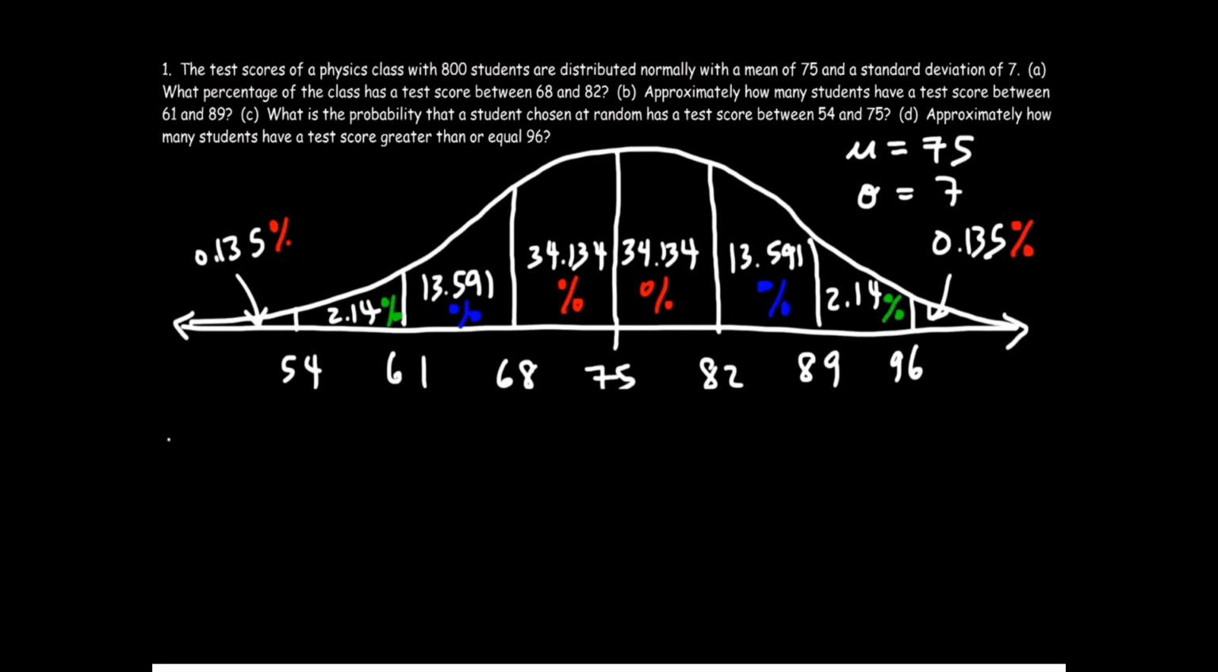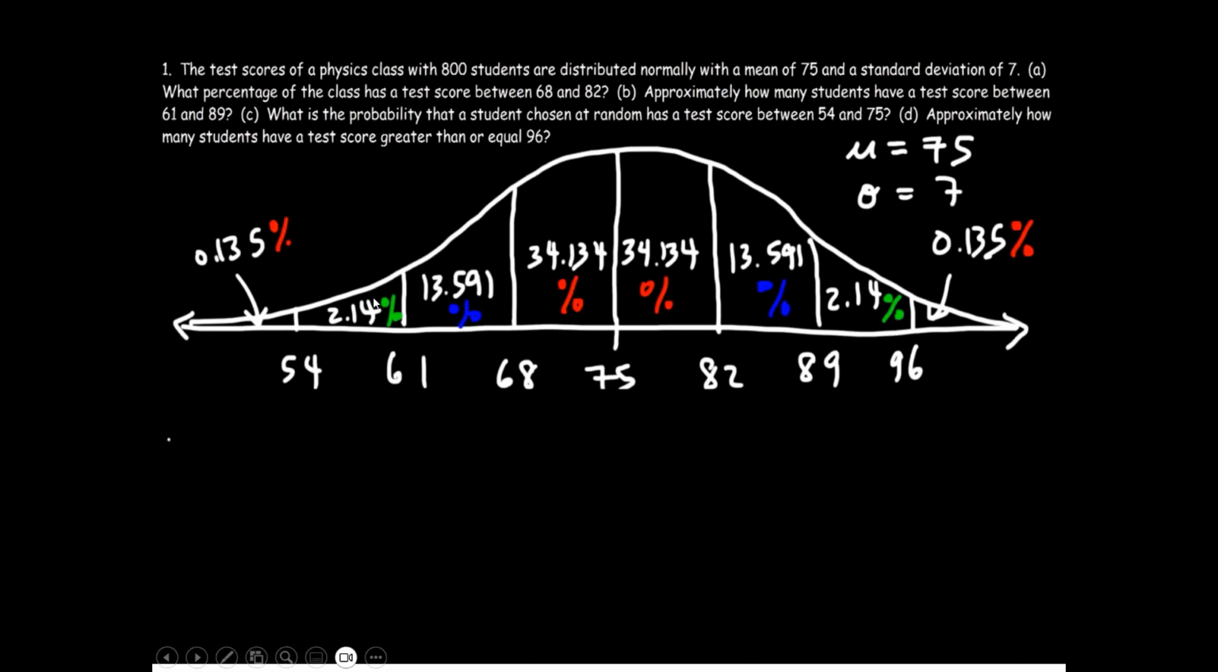So again, same thing. I'm just going to add 13.6, 34, 34, 13.6, and that's going to give me, I take that total percentage, multiply it times 800, it's going to tell me the total number of students that have scores between 61 and 89. And then what's the probability that a student chosen at random has a test score between 54 and 75? The probability would be 2.14 plus 13.59 plus 34.134. That percentage would be the probability.